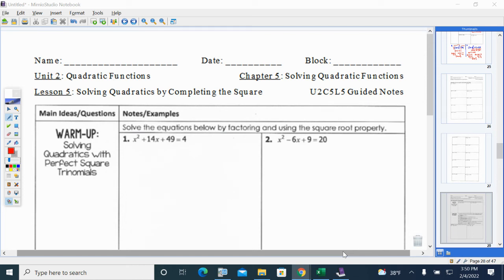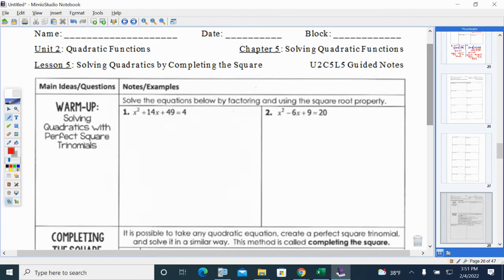This video is on Unit 2, Chapter 5 on solving quadratic functions, lesson number 5, solving quadratics by completing the square. In the warm-up here, it says solving quadratics with perfect square trinomials. And the directions here tell us to solve the equations below by factoring and using the square root property.